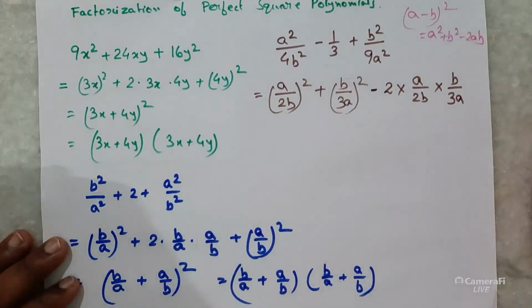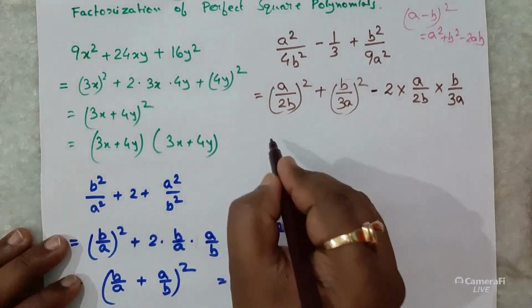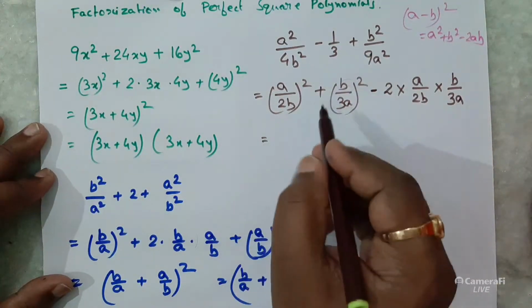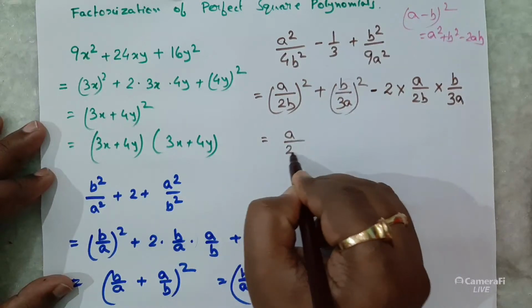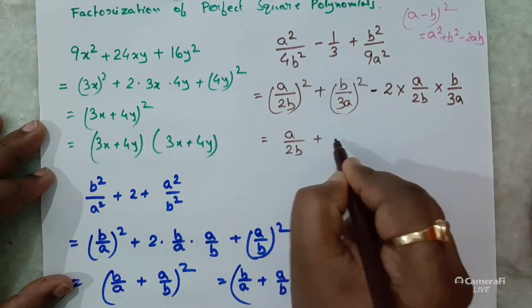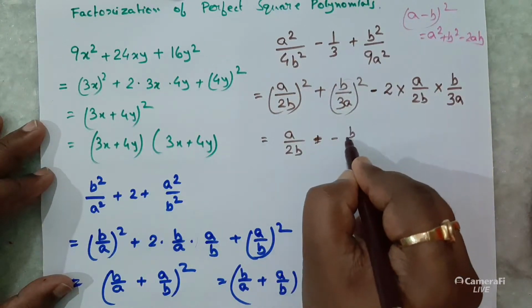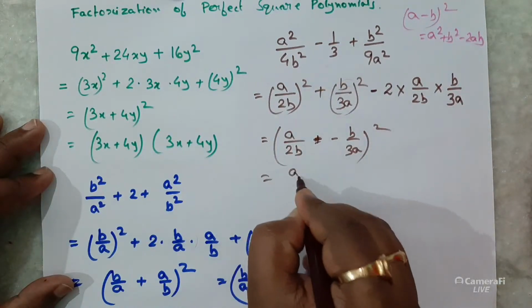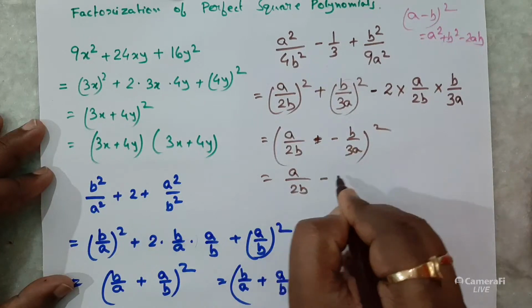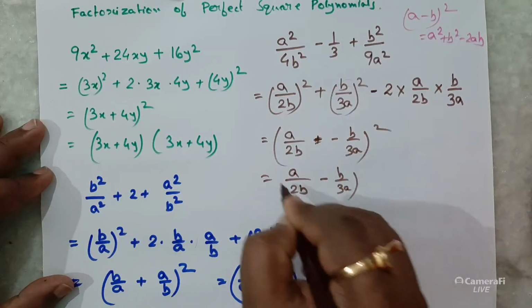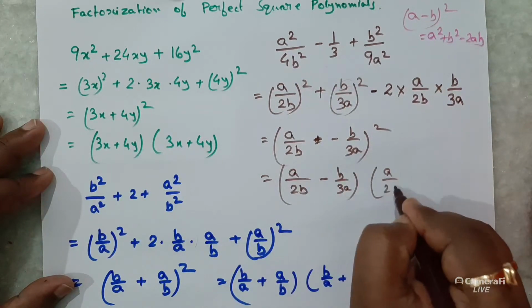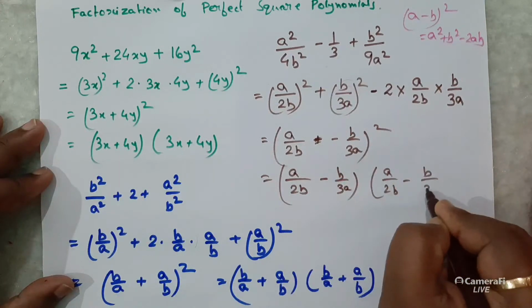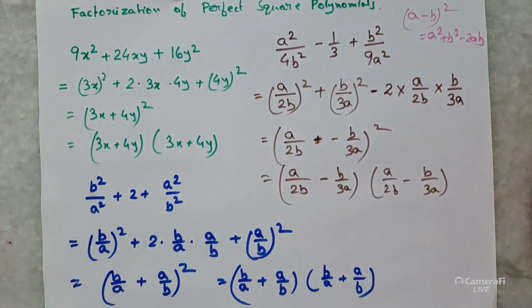Understand? Now I am going to proceed. So it will be a plus a by 2b minus b by 3a whole square. That is a by 2b minus b by 3a into a by 2b minus b by 3a. Okay.